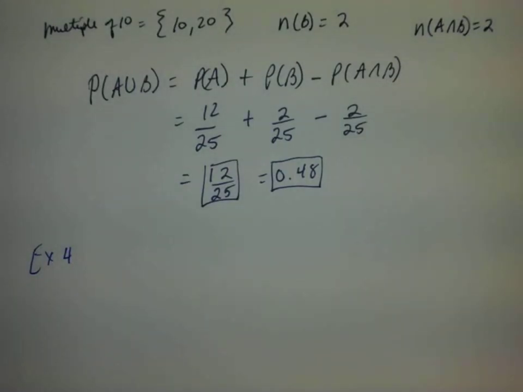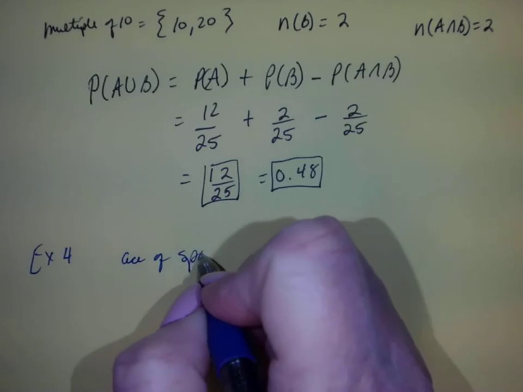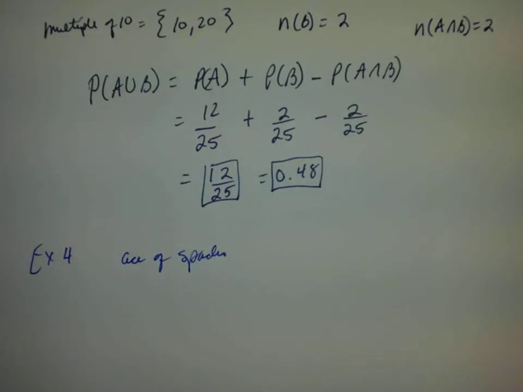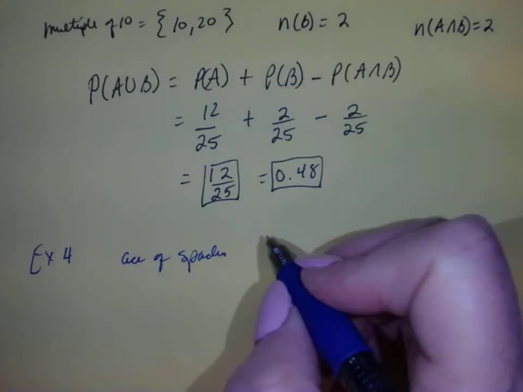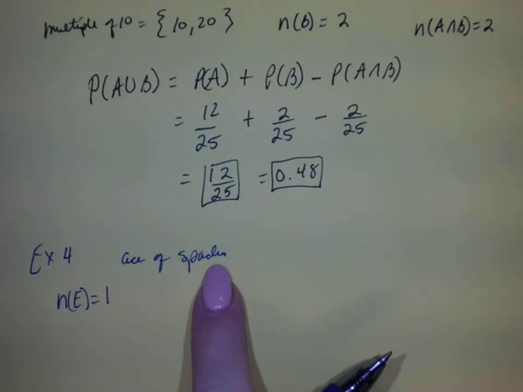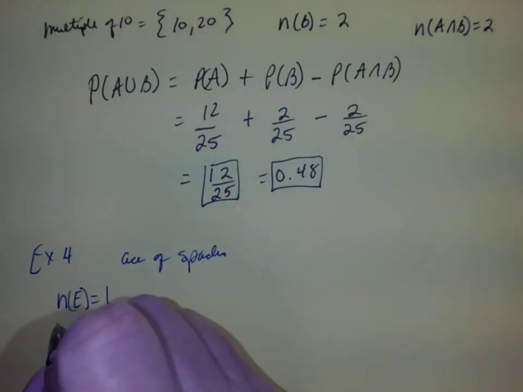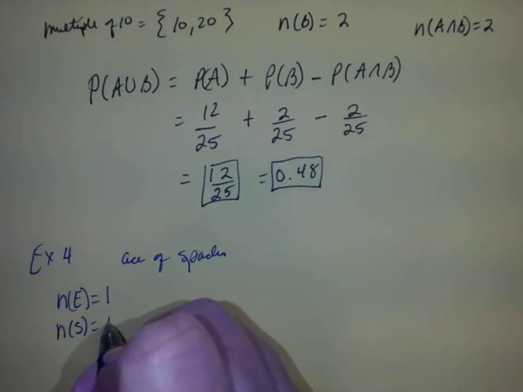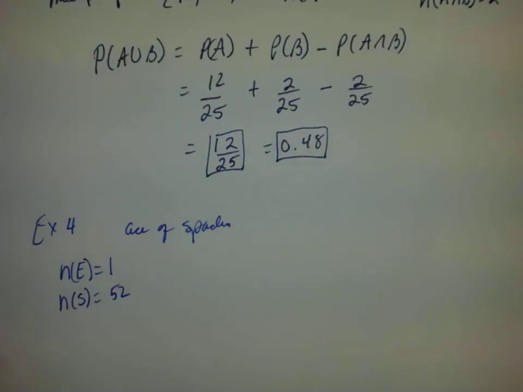All right, so we're looking at the probability of drawing an ace of spades. For this one, we need to understand how many aces of spades there are. There's only going to be one. So the number of the event will be equal to 1 because there's only one ace of spades. And then the sample space is equal to 52. And so we are going to find the complement.